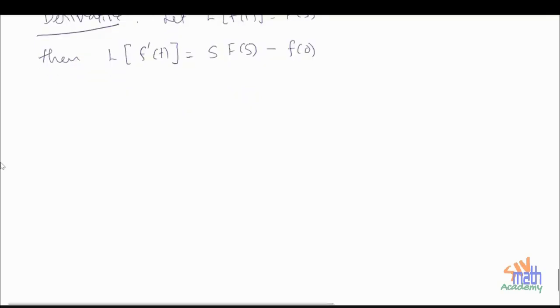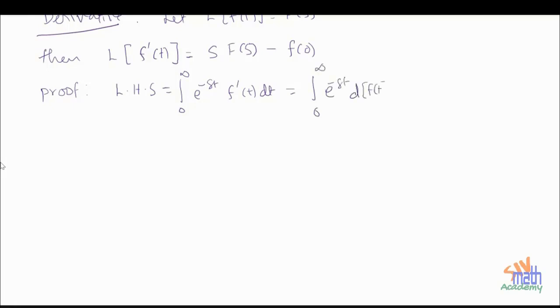So let us see how we can prove this. Proof. I told you, you need not do anything except writing LHS. Simply write LHS, and expand this as per the definition. The definition says L of something means integral 0 to infinity, e power minus st, and in the place of f of t, f dash is there. Substitute here f dash t dt. So further you can write it as integral 0 to infinity, e power minus st d of f of t.